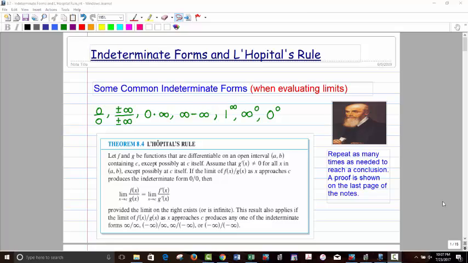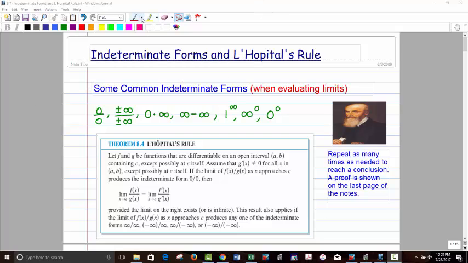This video is entitled Indeterminate Forms and L'Hopital's Rule. So we're bringing back the idea of limits. Essentially now we have a section that does not involve integration, so we get a little break from that.